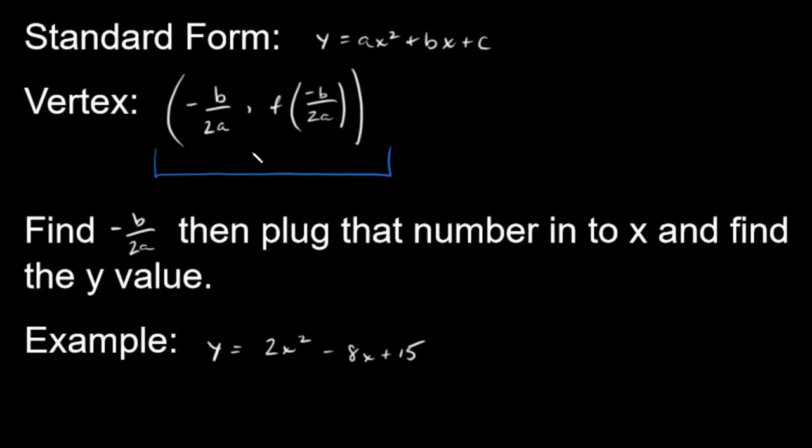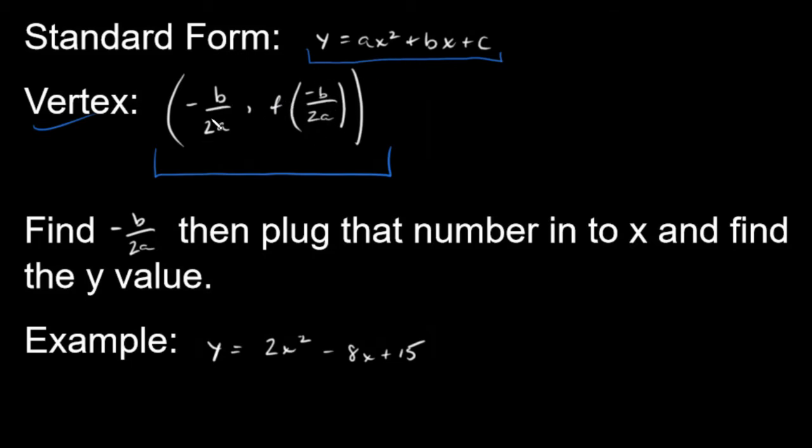Now this formula here, I'm pretty sure I will give this to you on a test. If I tell you to find the vertex of a quadratic, I would give you this formula. So here's the idea. When you're in this form, the x value of the vertex can be found by taking negative b over 2a. That's the x value of the vertex. Then the y value of the vertex, this f of negative b over 2a, is simply the y value you get when you plug in negative b over 2a for x.